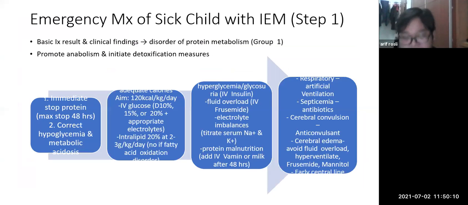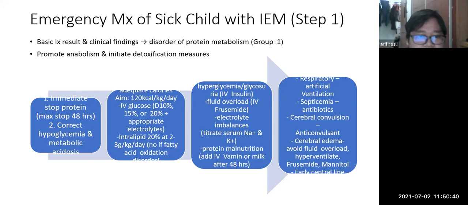Next is the emergency management for a sick child with IEM. There are 3 steps for the emergency management. First of all, we need to look at the basic investigation results and clinical findings. Usually, the emergency management is very useful for disorders of group 1, or maybe useful for disorders of group 2. The aim is to promote anabolism and initiate detoxification measures.